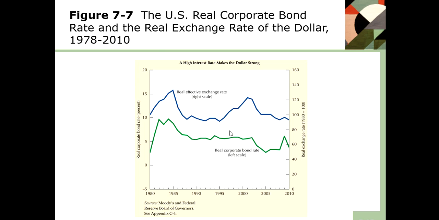So we see they are going parallel here. When this rate of corporate bond increases, the exchange rate increases. When it decreases, this one is decreasing as well. And they have the same shape. Okay? They have the same shape over here.